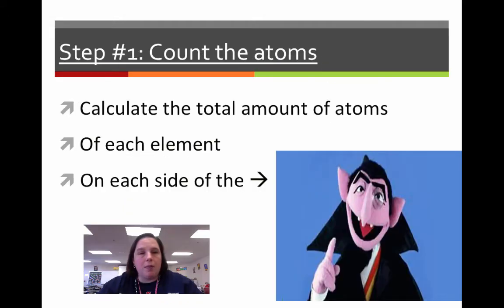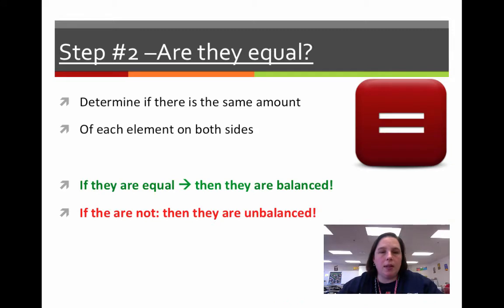So first step, count the atoms. So that's what I was having you do with that first reaction we were looking at, and then you write them down on each side. The second thing you need to do is determine if they are equal. So all that is you look at the amount of hydrogen on the left and the amount of hydrogen on the right, and if they're the same, then they're equal and then they're balanced. Now the deal is you have to have all of the elements balanced. You can't have just one. So in our equation from before, you have to have both hydrogen and oxygen.